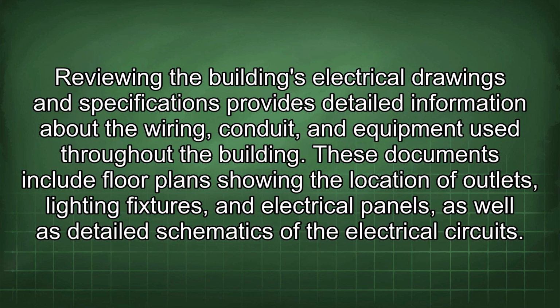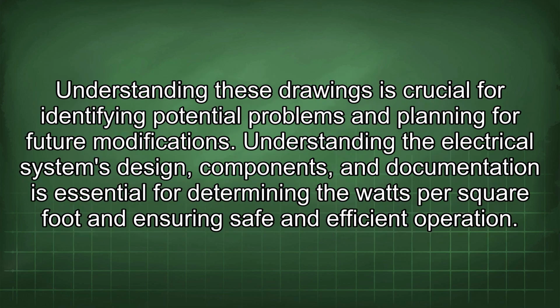Reviewing the building's electrical drawings and specifications provides detailed information about the wiring, conduit, and equipment used throughout the building. These documents include floor plans showing the location of outlets, lighting fixtures, and electrical panels, as well as detailed schematics of the electrical circuits. Understanding these drawings is crucial for identifying potential problems and planning for future modifications. Understanding the electrical system's design, components, and documentation is essential for determining the watts per square foot and ensuring safe and efficient operation.